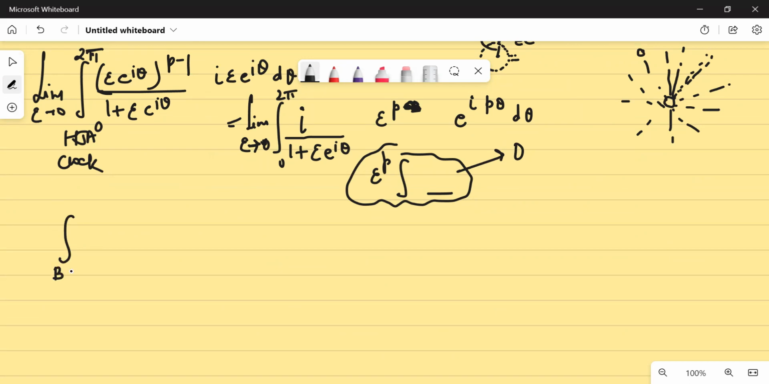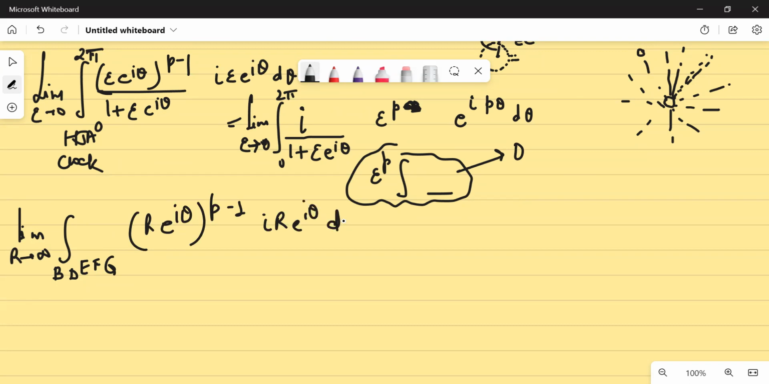So this is another integration, b d e f g, and this I'm taking as r tends to infinity. Is that clear? So any point on that is r e to the power iota theta, p minus 1, iota r e to the power iota theta d theta upon 1 plus r e to the power iota theta. Is that clear? Am I making any mistake in this? Quickly check. So this will give me integration from 0 to 2 pi.